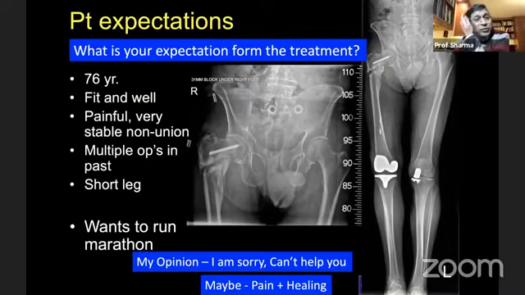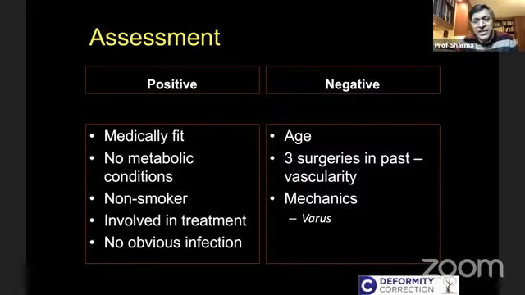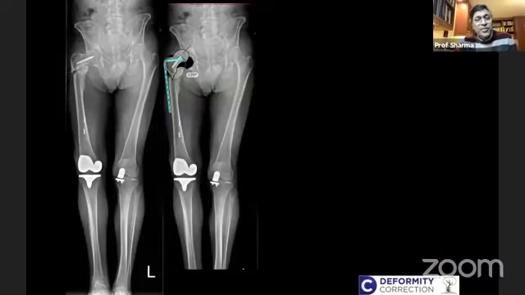And then you look at it. When you look at it, you assess it. So what is the positive on our side? He's medically fit, no metabolic conditions, he doesn't smoke, he's a very involved person, no obvious infection. What is against us? His age. He has had 3 surgeries in the past, which means the vascularity is not the best. He's in varus, so mechanics is not on your side. Now, can you improve mechanics?